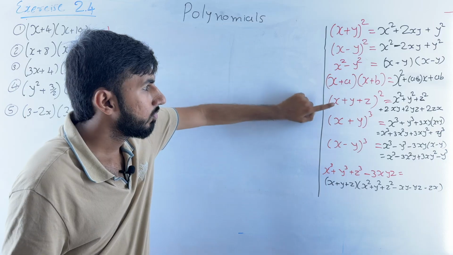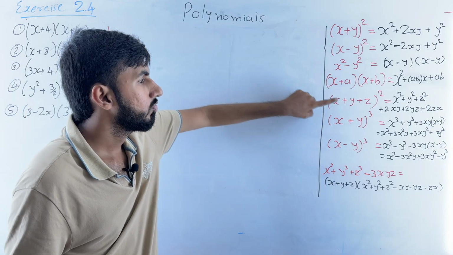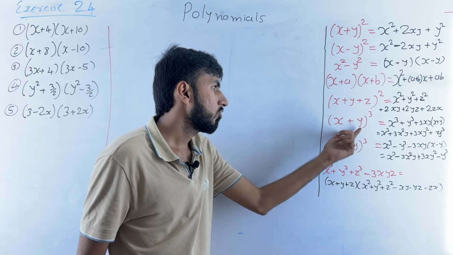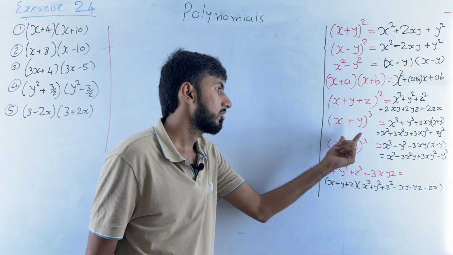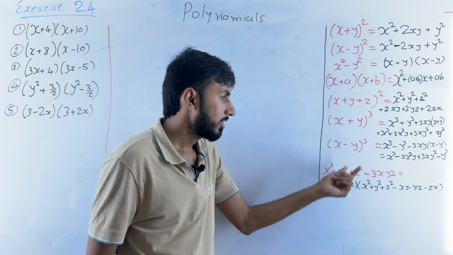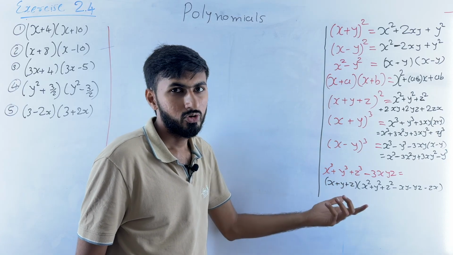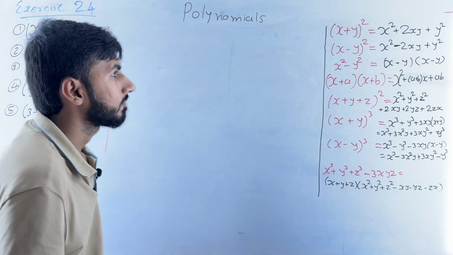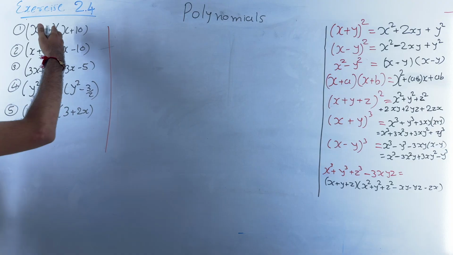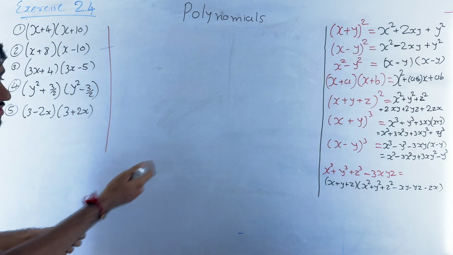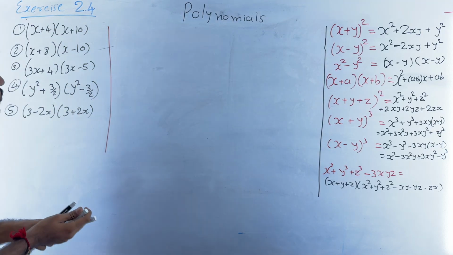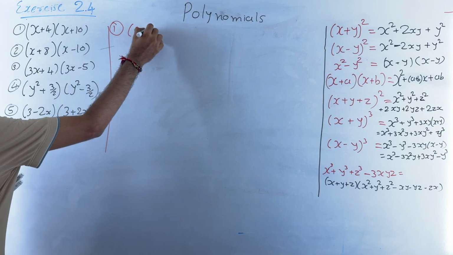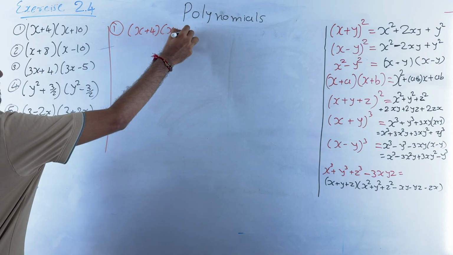Now if you have square of any trinomial, then you have only one identity that will be used. If you have cube of any binomial, then you will use any one of these two identities, right? And this identity is unique, so you will easily identify in which type of question you will use this identity, right? Now our first question is, we have to find the product of these polynomials using suitable identities, right? So we have to identify which identity will go with the question. First one is x plus 4 multiply x plus 10.